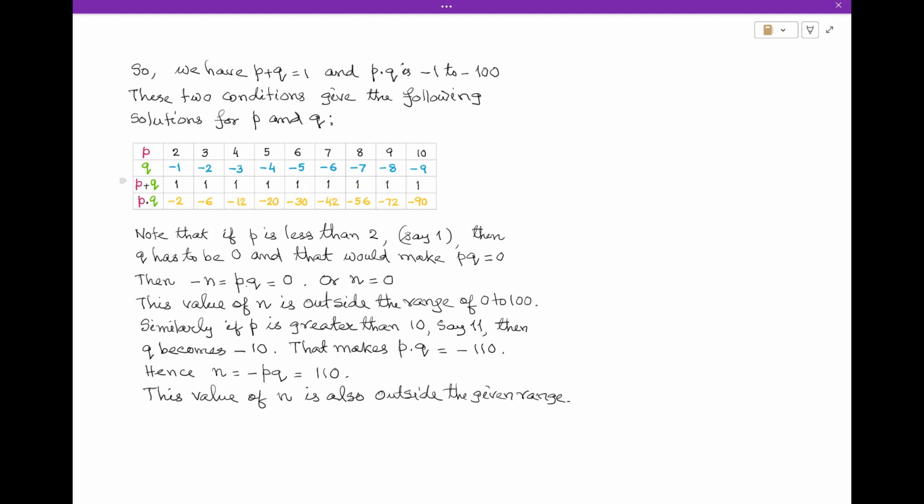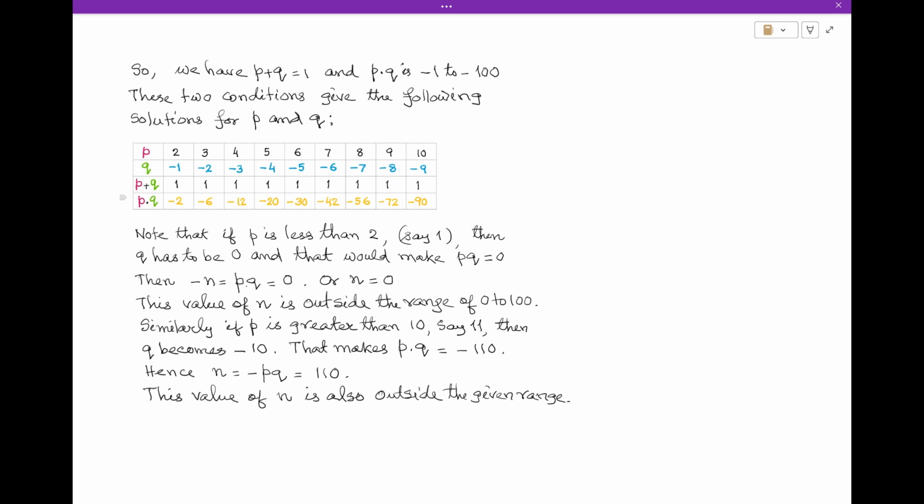And p multiplied by q in the first case is minus 2, in the second case it is minus 6, third case it is minus 12, fourth case it is minus 20, fifth case it is minus 30, sixth case it is minus 42, seventh case it is minus 56, eighth case it is minus 72, and ninth case is minus 90.